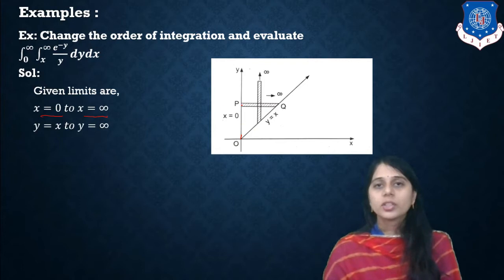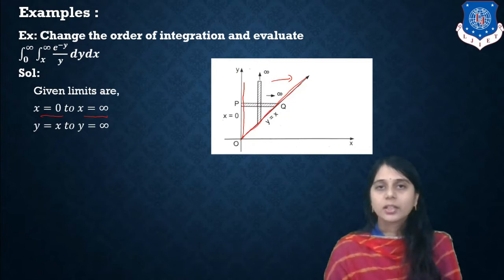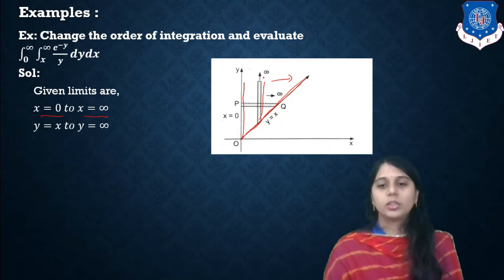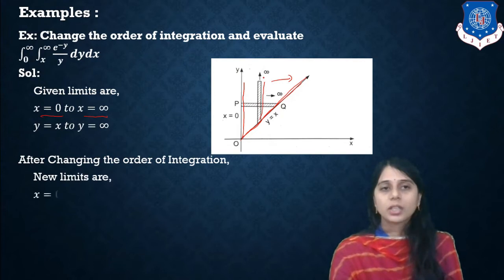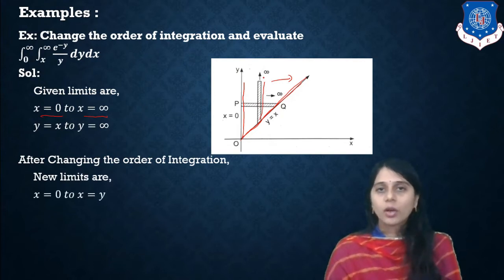It is this portion. The second one is y equal to x, given this formation. So x starts from 0 and goes to infinity here. y starts from x, that means the line y equal to x, and goes to infinity. Now after changing the order of integration, the limits are x equal to 0 to y. How do we say that? We fix the value of y. First of all, we start the curve at x equal to 0 and it terminates here at x equal to y.